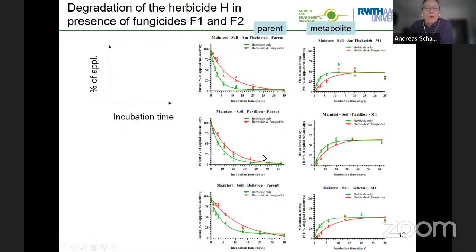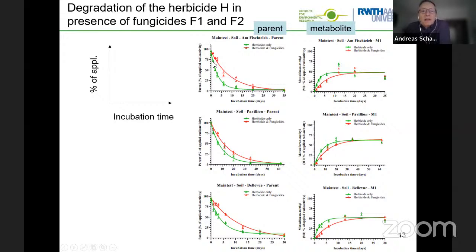And what we see here in these diagrams, in the y-axis is the percentage of applied parent compound, which is the herbicide, the radio-labeled herbicide, and the x-axis is the incubation time. It's difficult to read, therefore I increased it here. And you see here on the left side the disappearance of the parent compound, and on the right side the formation of the first major metabolite.